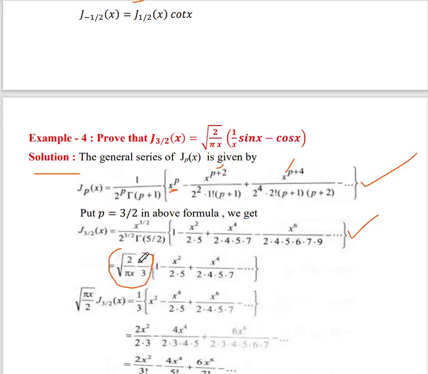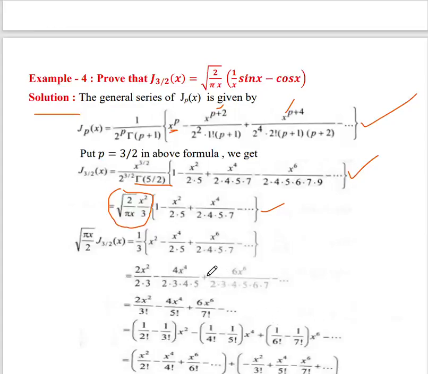Okay, so by using this formula, gamma of 5 by 2 means 5 by 2 gamma of 3 by 2, 3 by 2 gamma of 1 by 2, gamma of 1 by 2, that is root pi. Okay, so by using those formulas, we will come here. So in the bracket, 1 minus x square upon 2, into 5, plus x to the power 4 divided by 2 into 4 into 5 into 7, and so on.